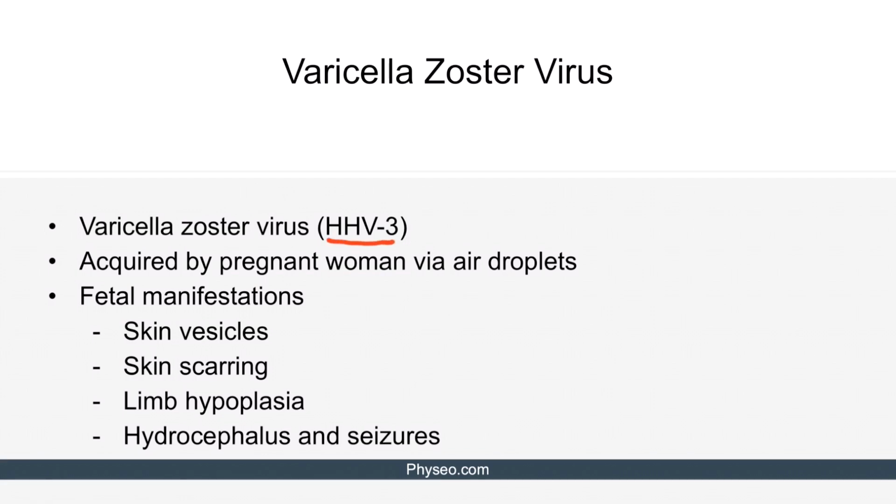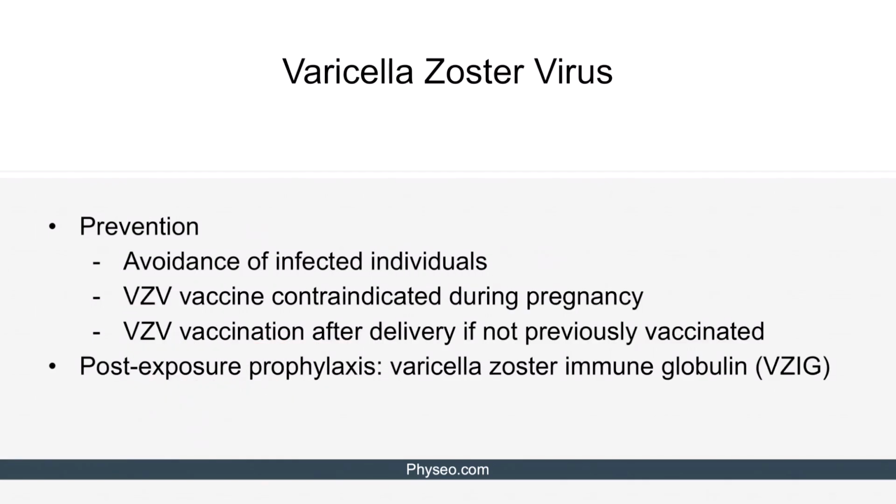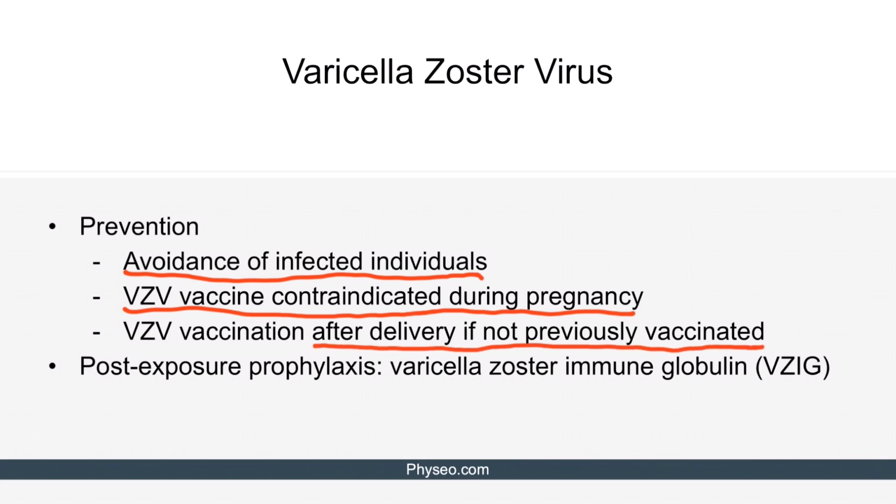VZV is acquired by pregnant women via air droplets. Fetal manifestations of congenital varicella include skin vesicles, skin scarring, limb hypoplasia, hydrocephalus, and seizures. To prevent a VZV infection, pregnant women should avoid infected individuals. The VZV vaccine is contraindicated during pregnancy because it's a live attenuated vaccine. If the patient has not been previously vaccinated against VZV, she should receive the vaccine after delivery. However, if a pregnant woman is exposed to VZV during pregnancy, then she should receive a post-exposure prophylaxis in the form of varicella zoster immune globulin.